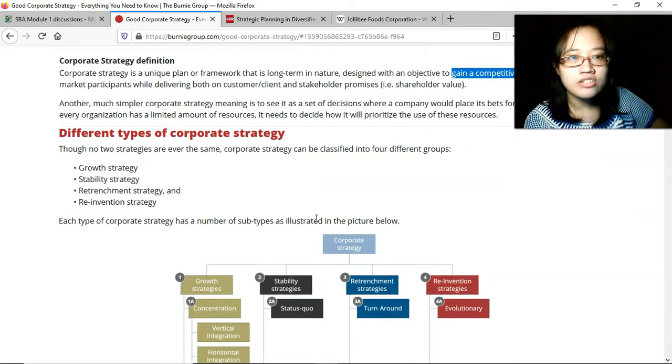Okay, so there are different types of corporate strategy. Though no two strategies are ever the same, corporate strategy can be classified into 4 different groups. Okay, these first two, if you notice, are aligned with the corporate objectives or business objectives. So you have your growth strategy to achieve your growth objective, and then you have your stability strategy to achieve your stability objective. And then you also have the retrenchment strategy, which we'll be discussing later, and then the reinvention strategy.